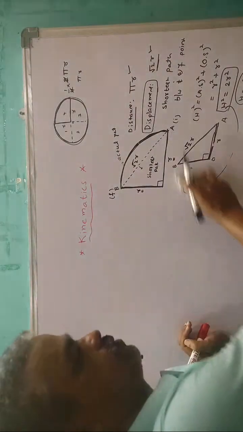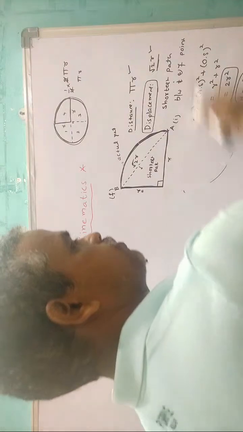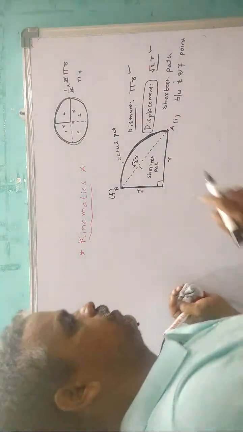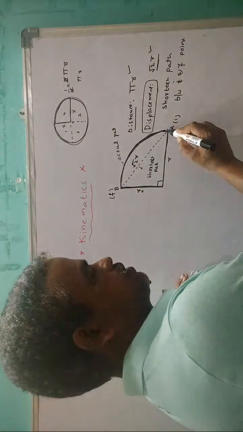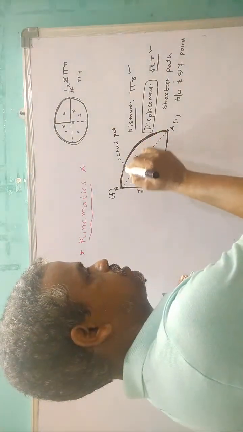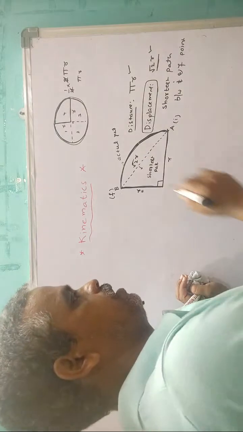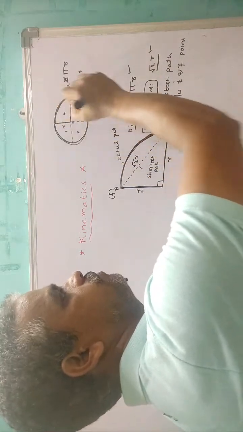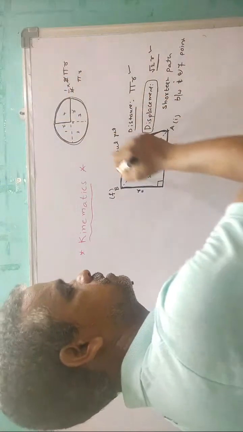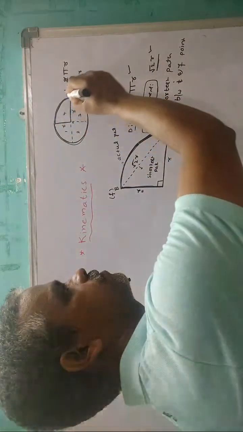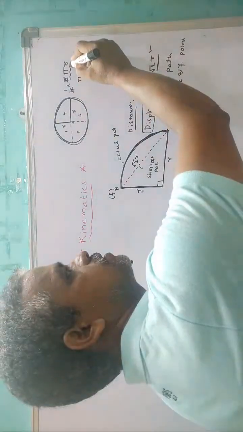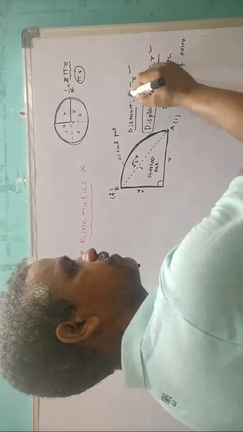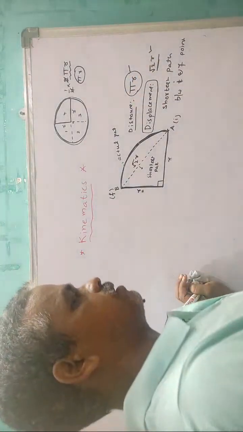See, simply I am removing all the things here. The particle starts from A and reaches B. This is the actual path. The actual path we calculate from the total circle; the path is only a quarter of the circle, 1/4 of the total, that is equal to pi r. This is the distance traveled by the particle, equal to pi r.